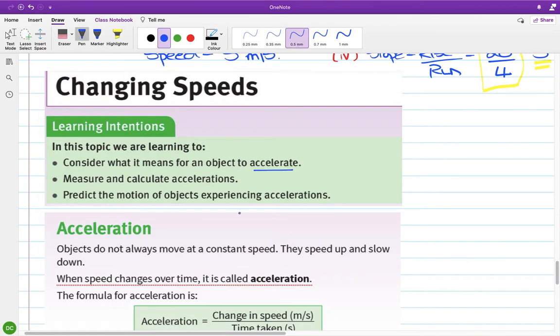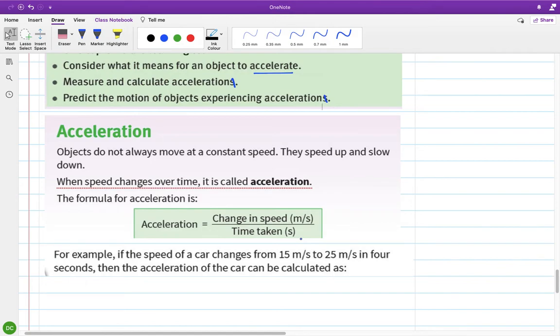Why are they doing this plural thing? I don't like that. Anyway, right, so let's have a look.